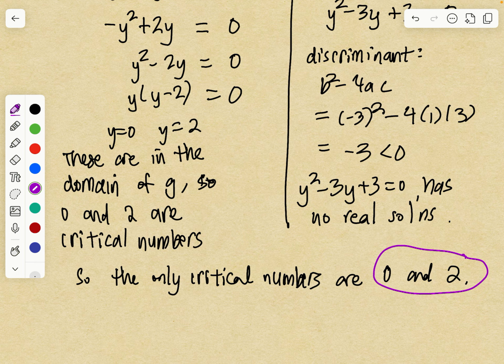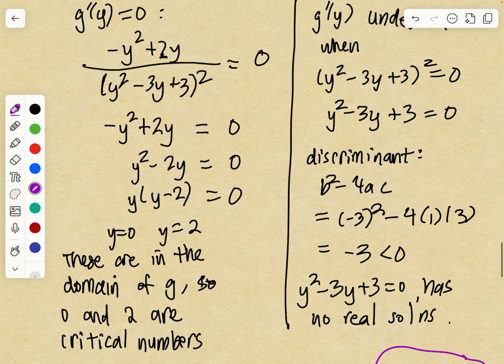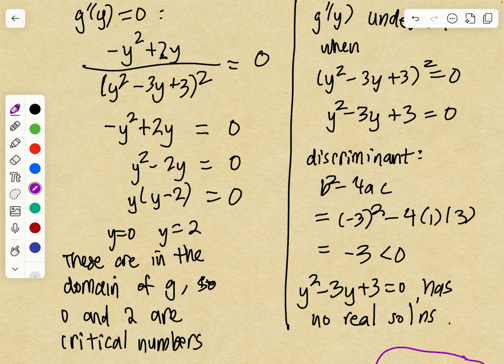Now, if the discriminant was positive, which it wasn't in this example, then that tells you that this equation is going to have roots. There's going to be y values that make this equation true, and then your function would be undefined there. Then you would have to check if those numbers are in the domain of the original function. If they're in the domain of the original function, then they're critical numbers, and you would have to include those in your list of critical numbers.